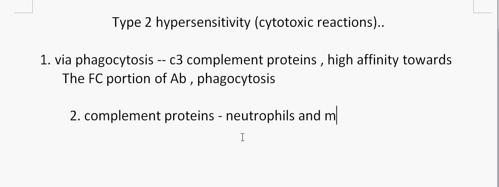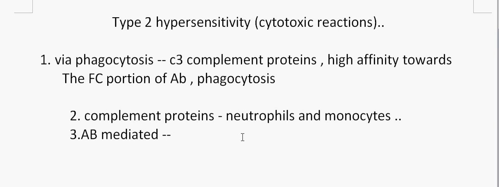So here there is recruitment of the neutrophil cells and monocyte cells. So these cells cause inflammation reactions. In that way the cell acquires toxicity. And there is another third type where there is antibody dependent cell mediated cytotoxicity.